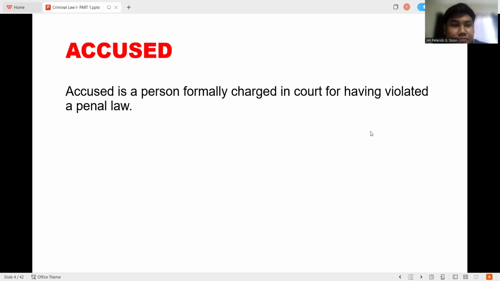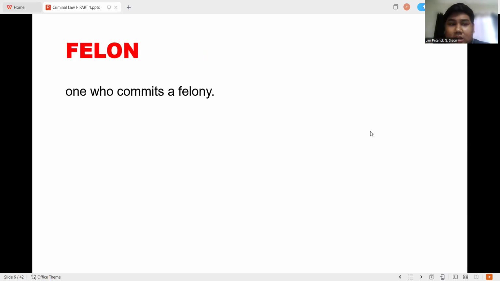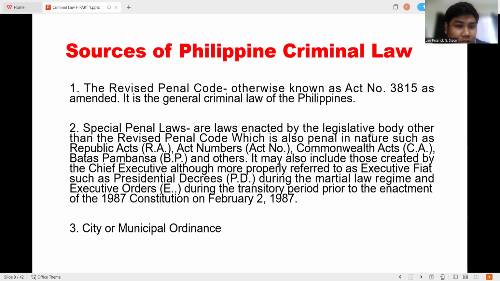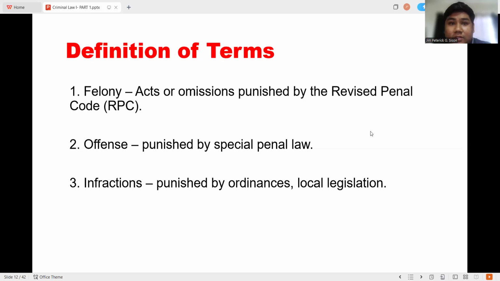Okay? So, another thing, if a person commits a felony, he is called a felon. What is a felony? Class, what is a felony? So felony, okay, are acts or omissions punished by the Revised Penal Code. So if a person kills another person, he is committing an act punished by the Revised Penal Code, because killing constitutes murder, homicide, parricide, or infanticide. It depends on the circumstances or facts of the case.